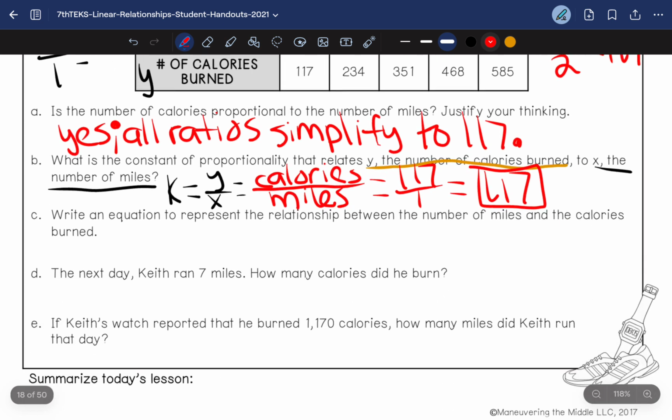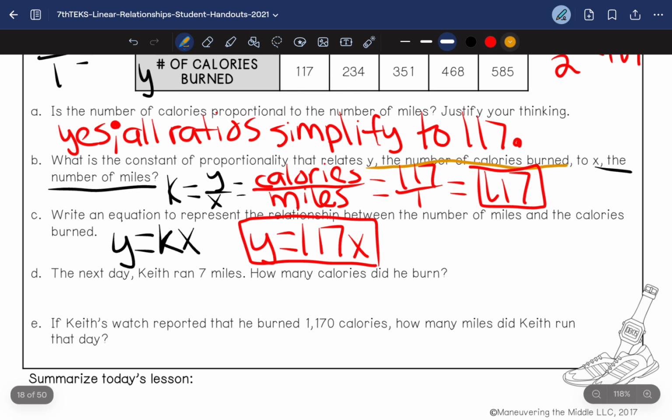Part C, it says to write an equation to represent the relationship between the number of miles and calories burnt. Now, back on the front side of the page, we wrote it briefly. The equation is y equals kx. Well, we just solved for k back in part B, so all we have to do is plug it in, because remember, the y in the equation represents our y values, and the x represents our x values. So the final equation is just y equals 117x.